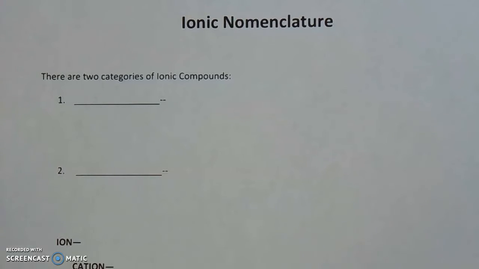Welcome back to the nomenclature unit, Unit 5 for Chemistry 1. We are on Lesson 3 on ion charges, and this is video number 1. So there are going to be two categories when we go to work on ionic nomenclature.